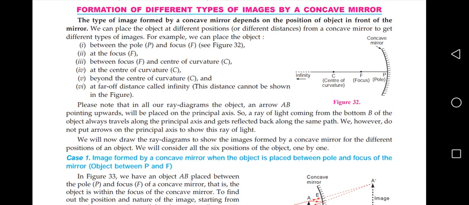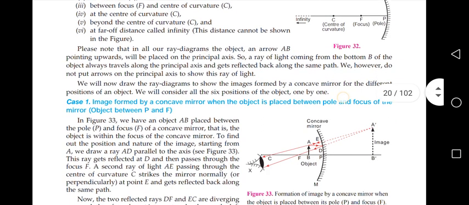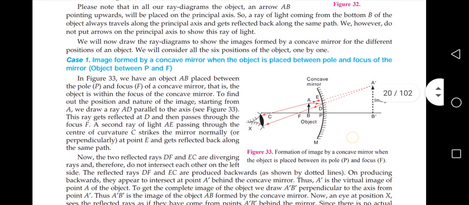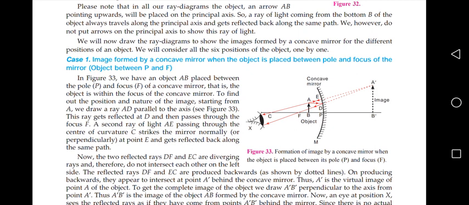Case 1: what will happen if you place the object between P and F? Here the height of the object is indicated by an arrow mark. The head of the object is indicated by the point here, the arrow here, right? So, the image formed by a concave mirror when the object is placed between pole and the focus of the mirror, that is between P and F.